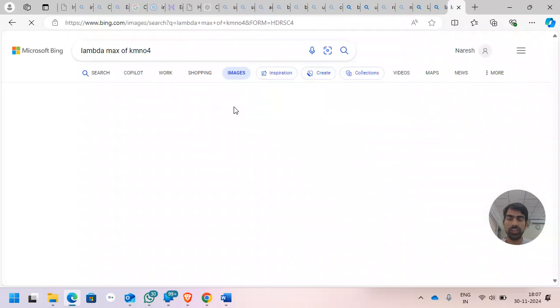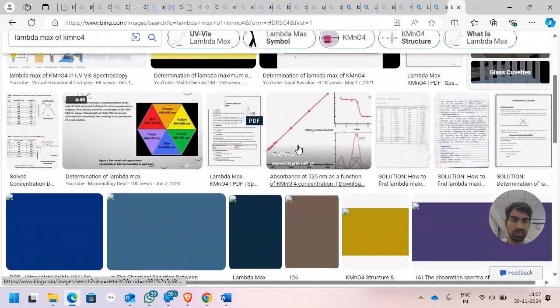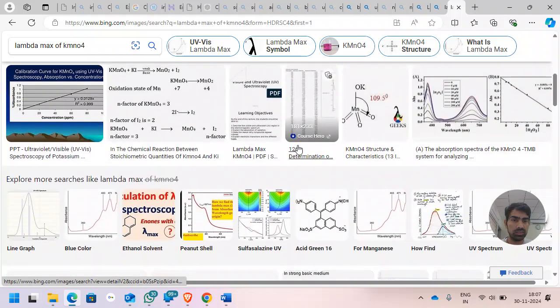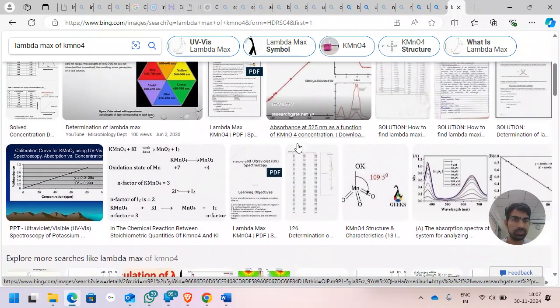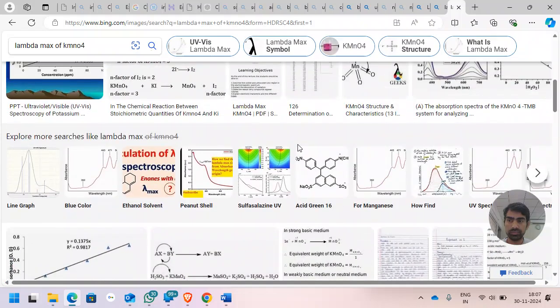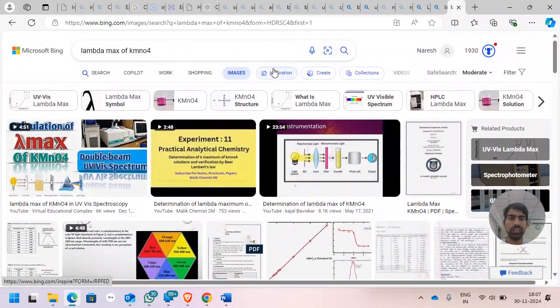We'll see if we can find any images for KMnO4 lambda max. Okay, I'm not finding it. Leave it.